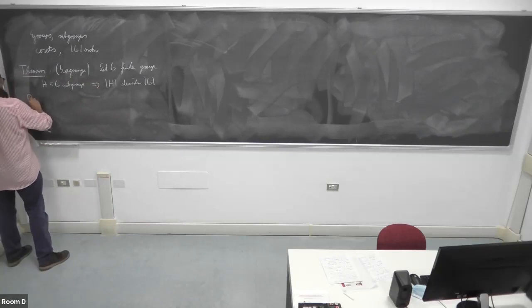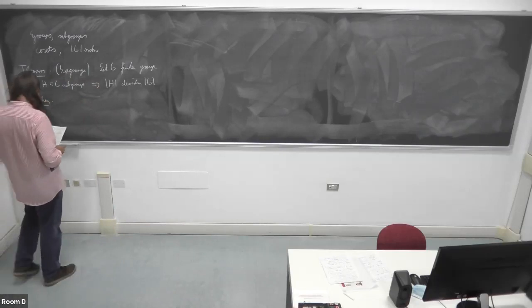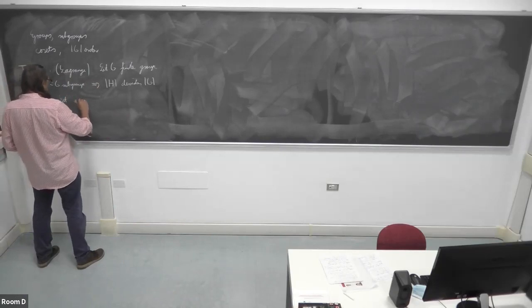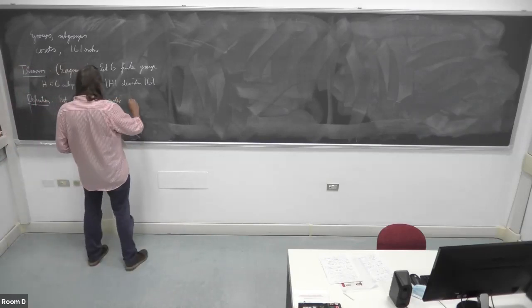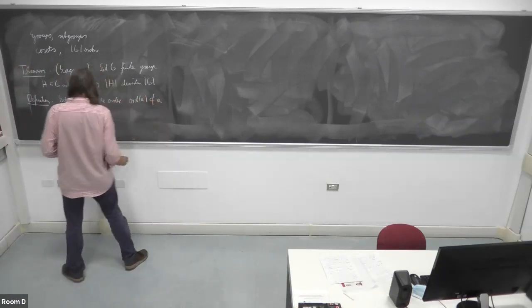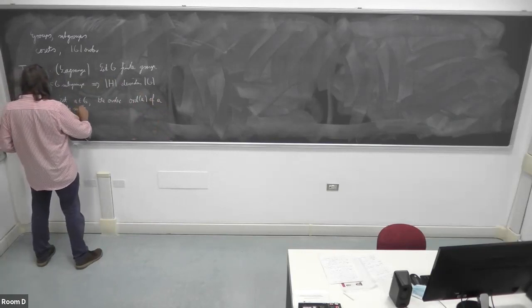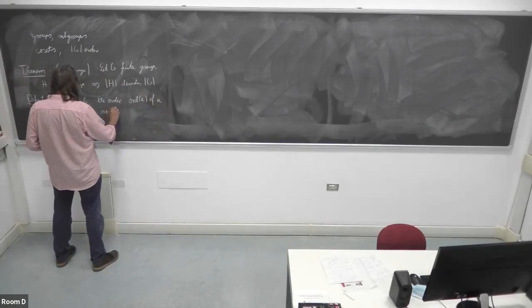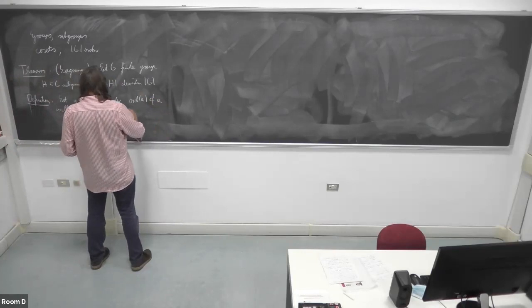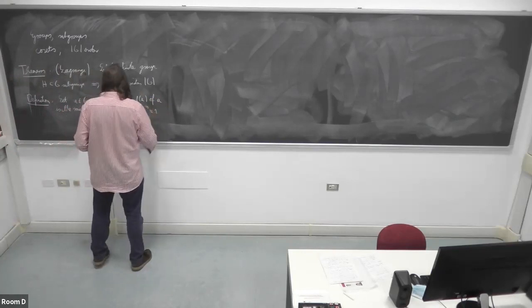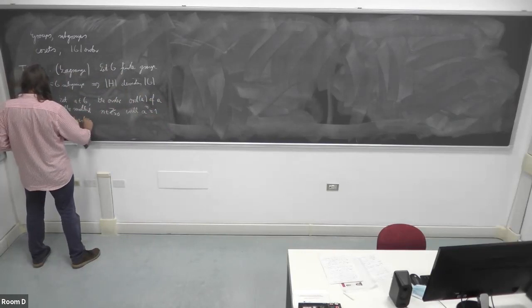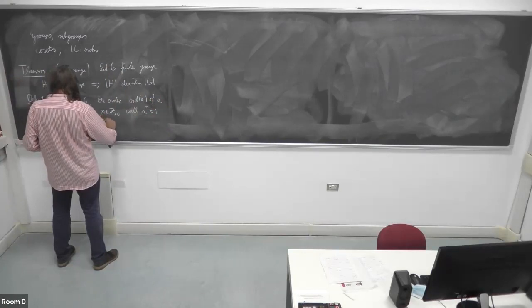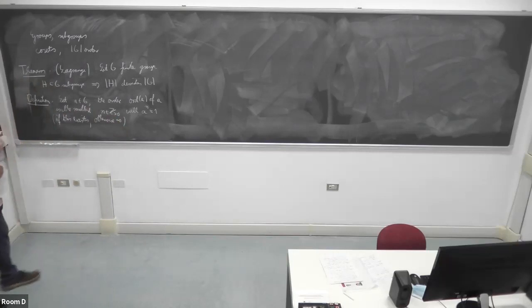First, I call the order of an element the smallest power such that we have 1. So for an element A in G, the order of A is the smallest integer n with A to the n equal to 1, if such an integer exists. Otherwise, it's zero. Okay, so this is the order.